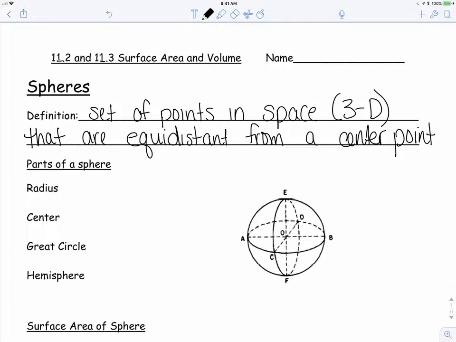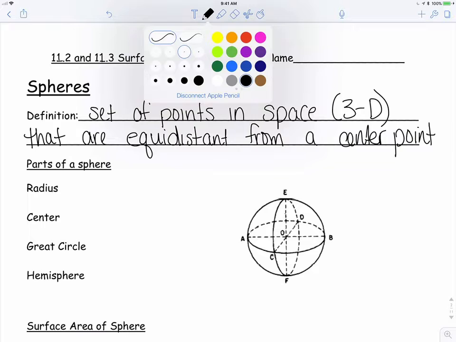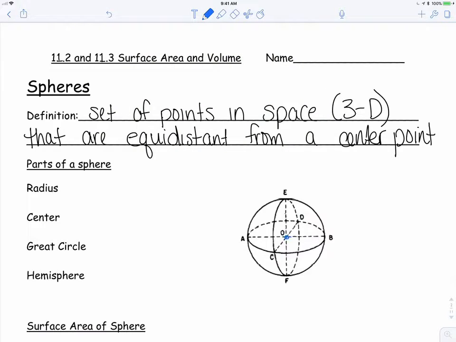Okay, the parts of the sphere are as follows. The radius, so one example of a radius in this picture would be like O to B, or even O to E. That's a radius of the sphere. So segment OB or EO. Those are some examples of radii. The center is O. A great circle has a center at O. So any circle whose center is O. So for example, this circle right here is a great circle because its center is O.